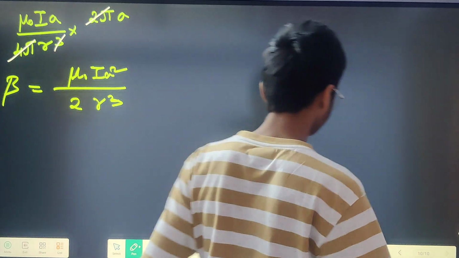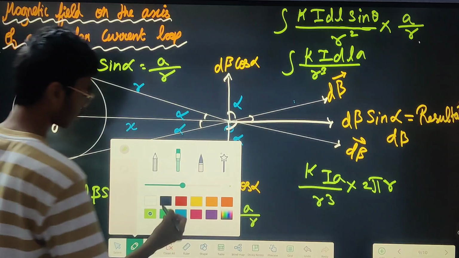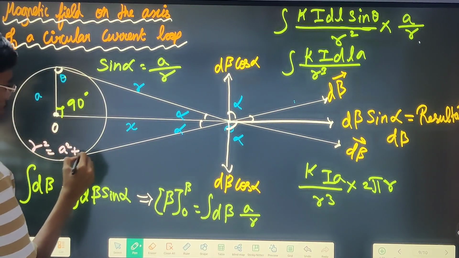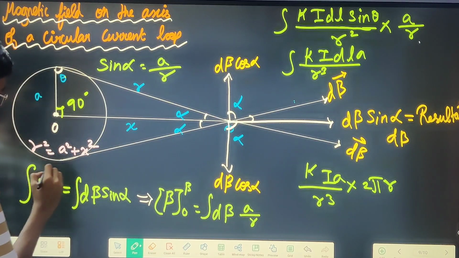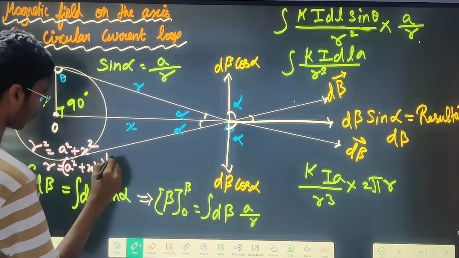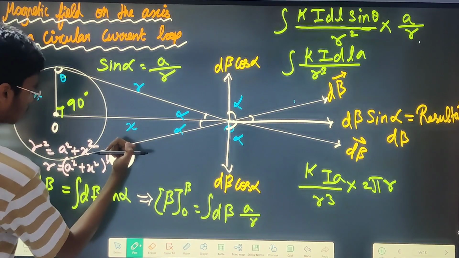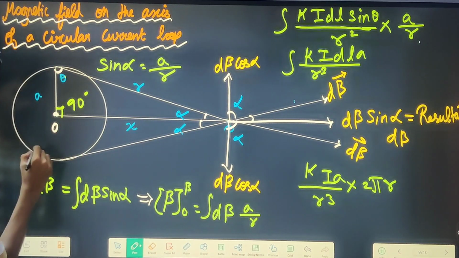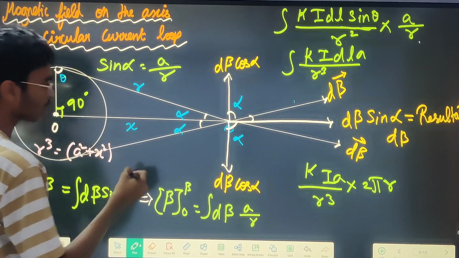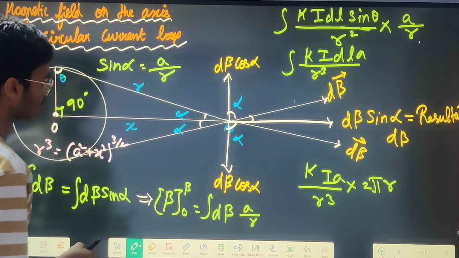R cube. R square, from here, Pythagoras theorem. According to Pythagoras theorem, I can write that R square is equal to A square plus X square. Then R is equal to A square plus X square the whole to the power 1 by 2. So when you multiply these two equations, it will be R cube. So R cube is equal to A square plus X square to the power 1 plus 1 by 2, which is going to be 1.5. Instead of writing 1.5, 3 by 2.